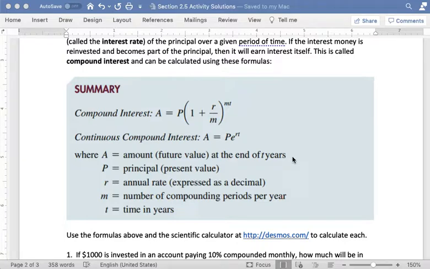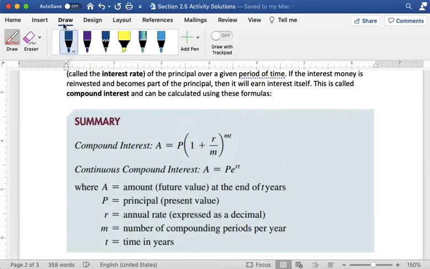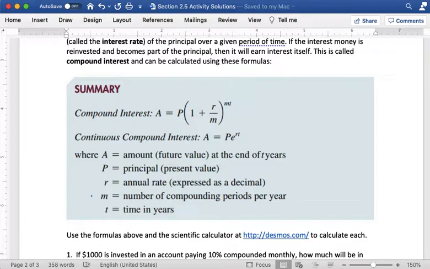A is the amount after a certain number of years. P is the principal, R is the interest rate expressed as a decimal, so we need to convert a percent to a decimal for that. M is the number of compounding periods per year, and T is the time in years. When I'm looking at this, I'll write an N in here just because you might have seen it with an N before.